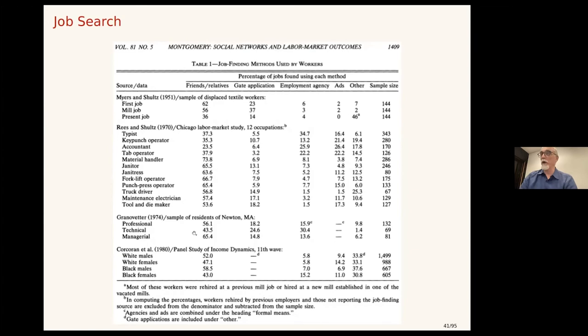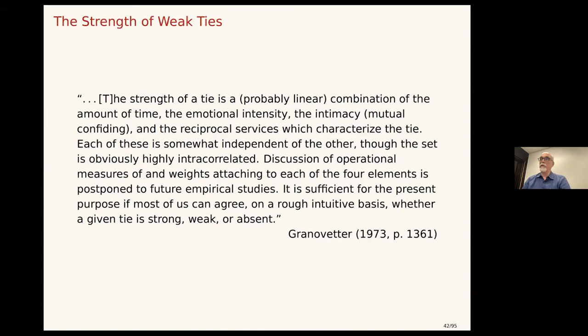So what Granovetter wanted to do in his thesis was to look at this friends and relatives category and unpack friends, to see what was the nature of attachment from an individual to the individual who helped him find a job. And so he had this idea, the strength of weak ties. Weak ties, casual acquaintances, are more productive for search than are strong ties, people that are close to you. All right, that's his idea.